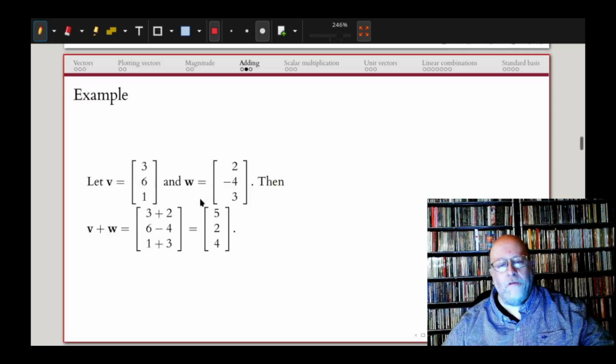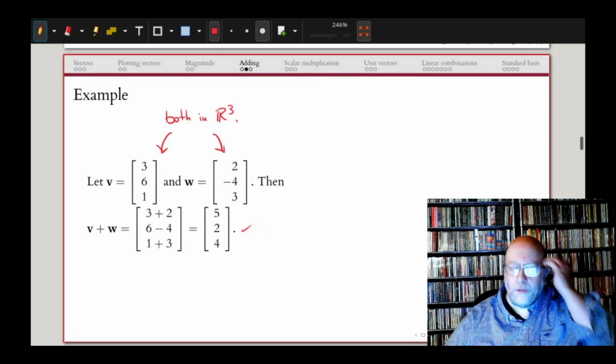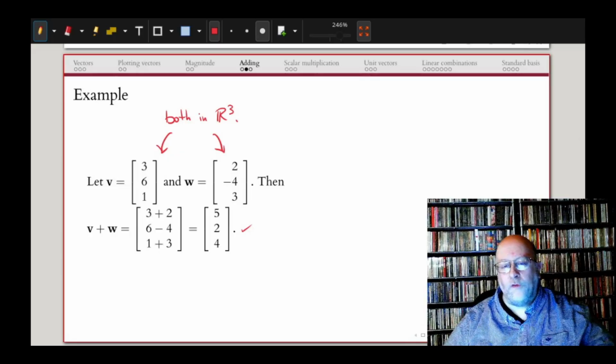As an example, if v and w are the vectors 3, 6, 1 and 2, negative 4, 3, they are both in R3. So they both have the same number of coordinates. V and W together add up to 5. 3 plus 2 is 5. 6 minus 4 is 2. 1 plus 3 is 4. And so V plus W is the vector 5, 2, 4.